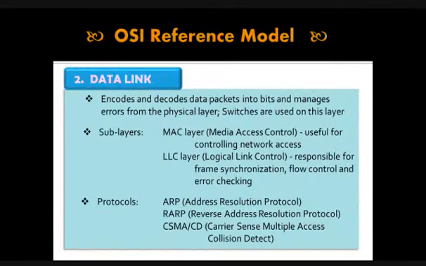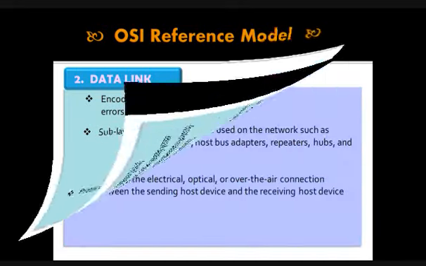Layer 2, or the data link layer, resides above and manages errors from the physical layer and is divided into 2 sublayers, namely the Media Access Control layer and the Logical Link Control layer. The MAC layer is useful for controlling network access, while the LLC layer is responsible for frame synchronization, flow control, and error checking. The data link layer also encodes and decodes data packets into bits and manages errors from the physical layer, promoting reliable delivery in the physical medium.